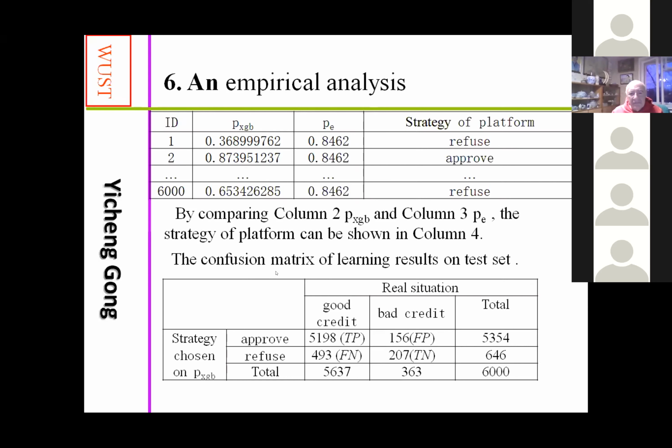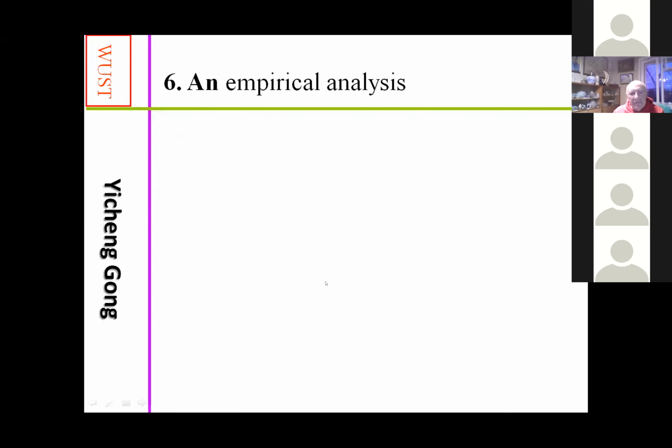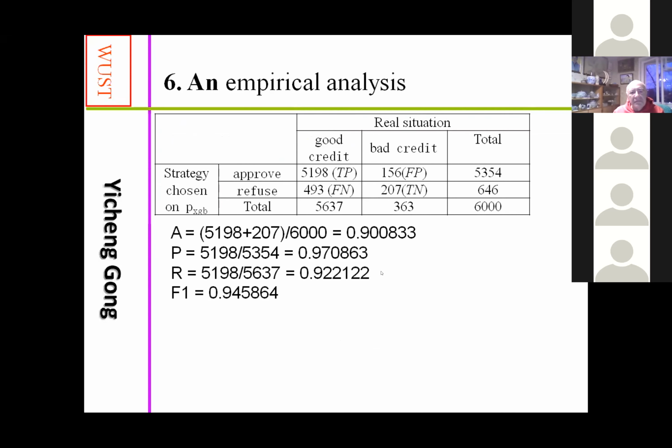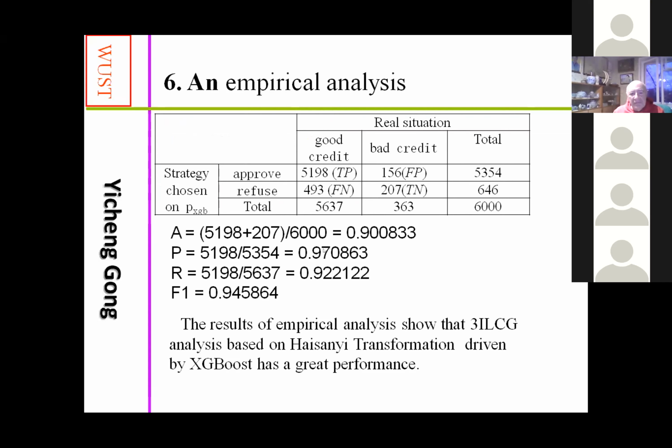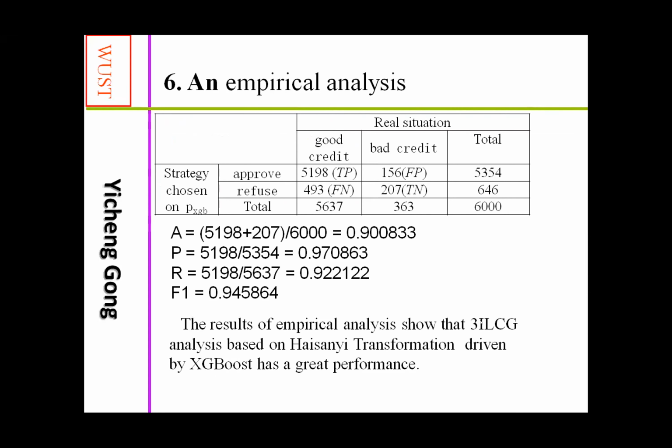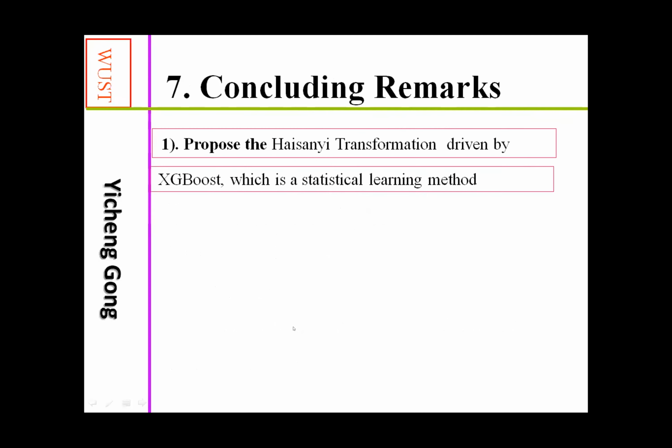The confusion matrix of the learning result on the testing set is about this one, and we can get the indices accuracy, precision, recall and F1. The results of empirical analysis show that this game theory based on Harsanyi transformation has great performance.